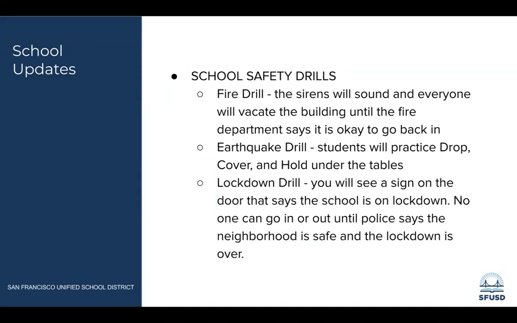And then the last one we do is a lockdown drill. When we do a lockdown drill, we'll put a sign outside to say we're doing a lockdown. That means no one can go into our school and no one can come out until the police say that it's safe. And so when we're doing a lockdown drill, or if there's a real lockdown, even if you're outside the school and you ring the bell, we cannot let you in until the lockdown is over.